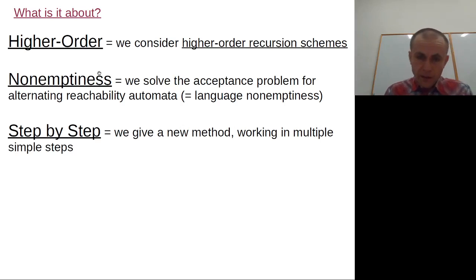Non-emptiness, because we solve the language non-emptiness problem for these higher order recursion schemes, or equivalently, we solve the problem whether a given alternating reachability automaton accepts a tree generated by such a recursion scheme. Step by step, because our algorithm works in multiple simple steps. In each step, we simplify the recursion scheme.